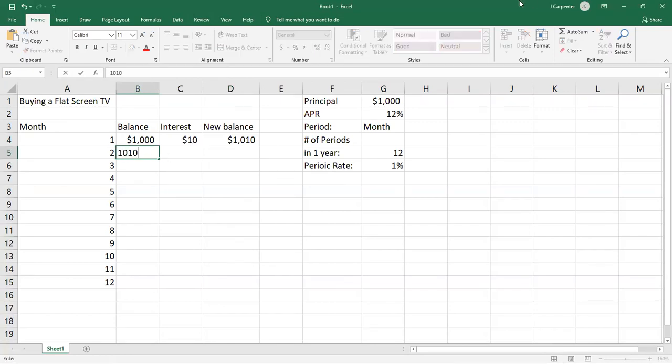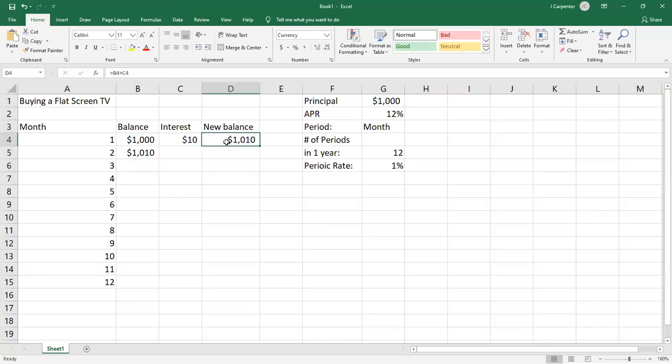Now, I don't want to type 1,010 here. This is not what I want to do, because then I'm going to have to type that every time. I want Excel to do all of that for me. I'm going to write this down after the fact, but here's what you do. It's super simple. You type equals, and because I want this to be the same as this cell, just click that cell. That's how you link the new balance to an old balance. You just say equals that cell. So whatever is in this cell right here is going to be displayed in this cell also.